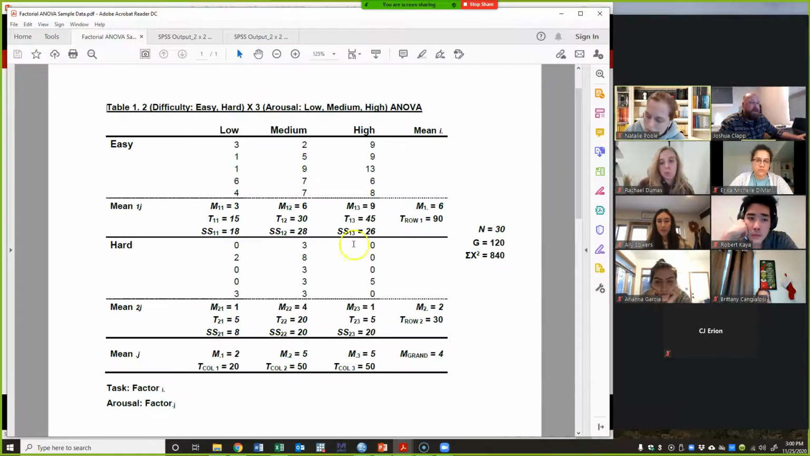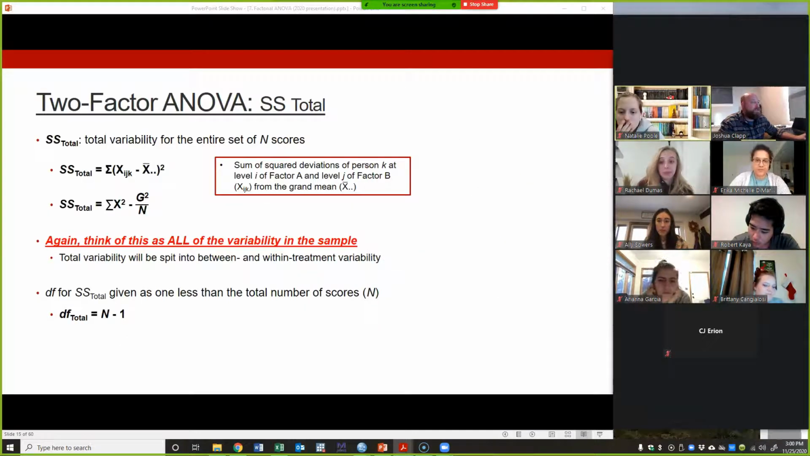So in our example, the sum of squares total is the sum of the squared deviations: 3 minus 4 squared, plus 1 minus 4 squared, plus 1 minus 4 squared, plus 6 minus 4 squared, plus 4 minus 4 squared, 2 minus 4 squared, 5 minus 4 squared, and so on. This is all the variability in your data. If you took your outcome and calculated its variance, that's what this would be. This is the total piece of the pie, all the variability in the sample that we have to work with.